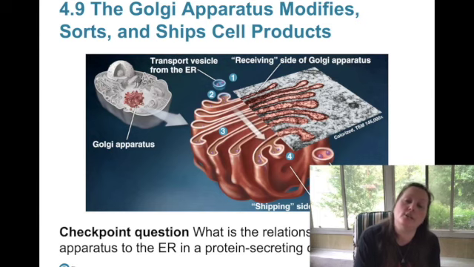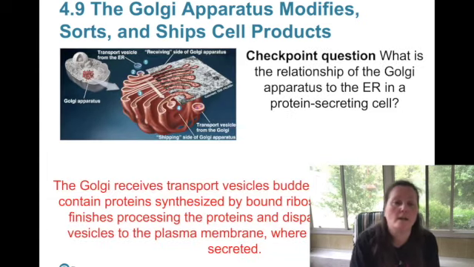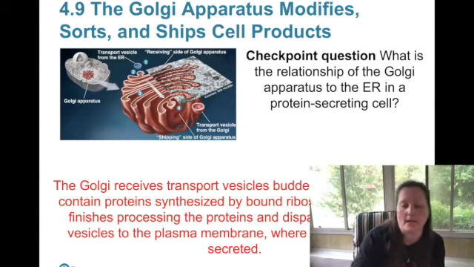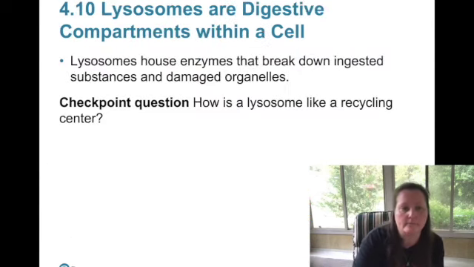So what is the relationship of the Golgi apparatus to the endoplasmic reticulum in a protein-secreting cell? Well, right there. The Golgi receives transport vesicles budded from the ER that contain protein synthesized by bound ribosomes. The Golgi finishes processing the proteins and dispatches the transport vesicles to the plasma membrane where the proteins are secreted. So, again, it takes the stuff, packages it up, and ships it out. So, seriously, if you can just remember that Golgi is like UPS, you got it.